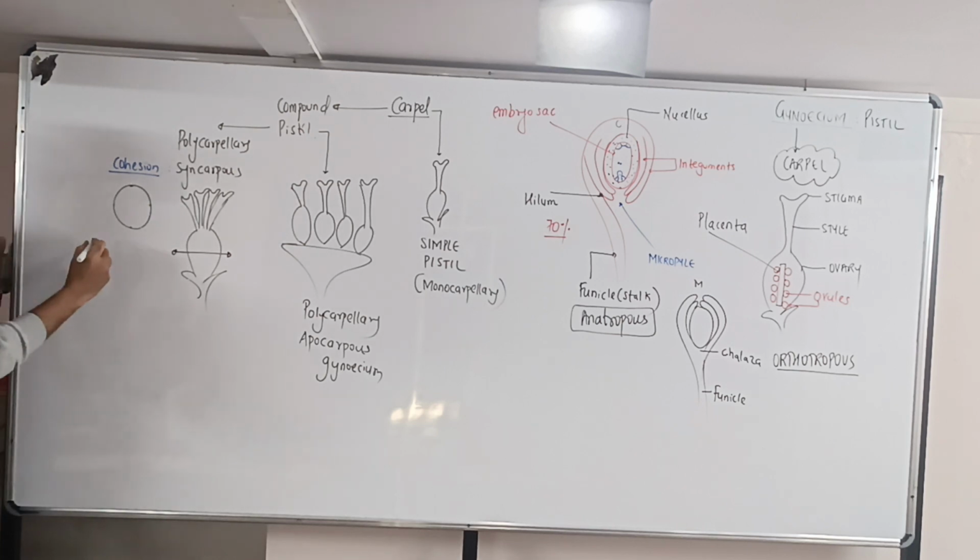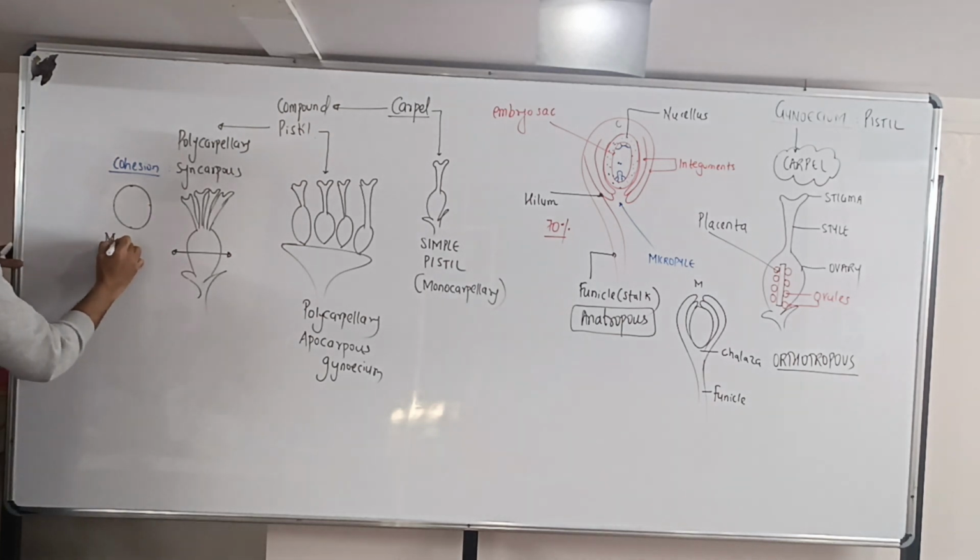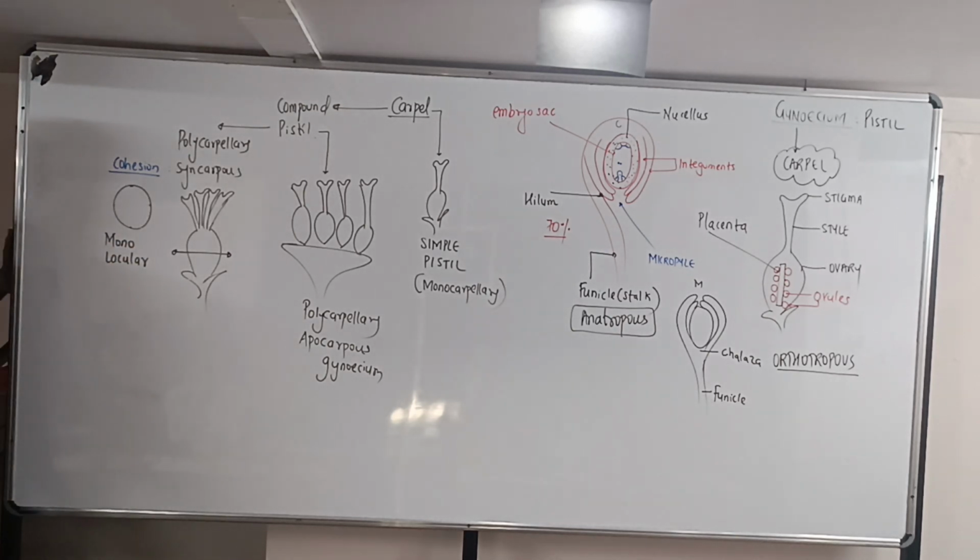Complete fusion. That is called monolocular condition. What do you call it? Monolocular condition. Understood what you mean by monolocular? Mono means one. Locule means a cavity. So how many carpels was I expecting? 4. So I was expecting how many locules? 4. But to my surprise, what happened?